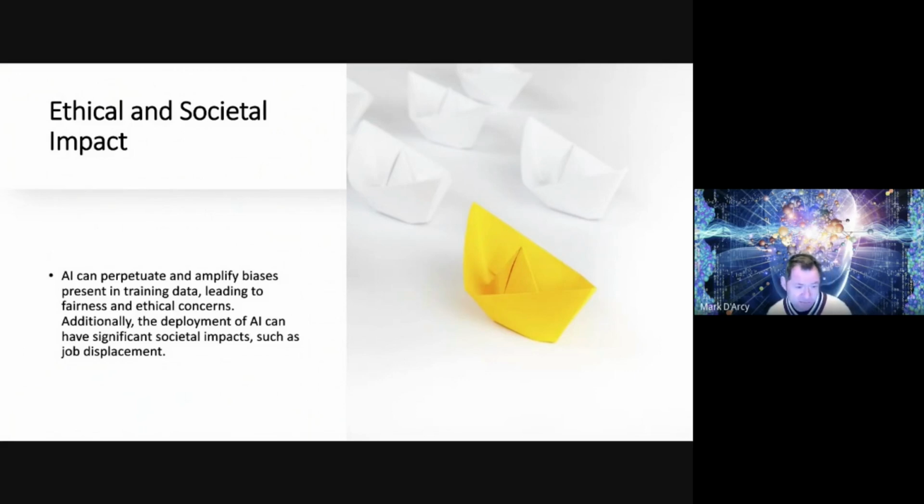Ethical and societal impact. AI can perpetuate and amplify biases present in training data, leading to fairness and ethical concerns. Additionally, the deployment of AI can have significant societal impacts, such as job displacement. Basically, Sam Altman, the CEO of OpenAI, who created GPT, has admitted as such. He's admitted that the job market is likely to be changed drastically by his creation. Not necessarily in a good way, by the way. There could be mass unemployment because of this sort of software.